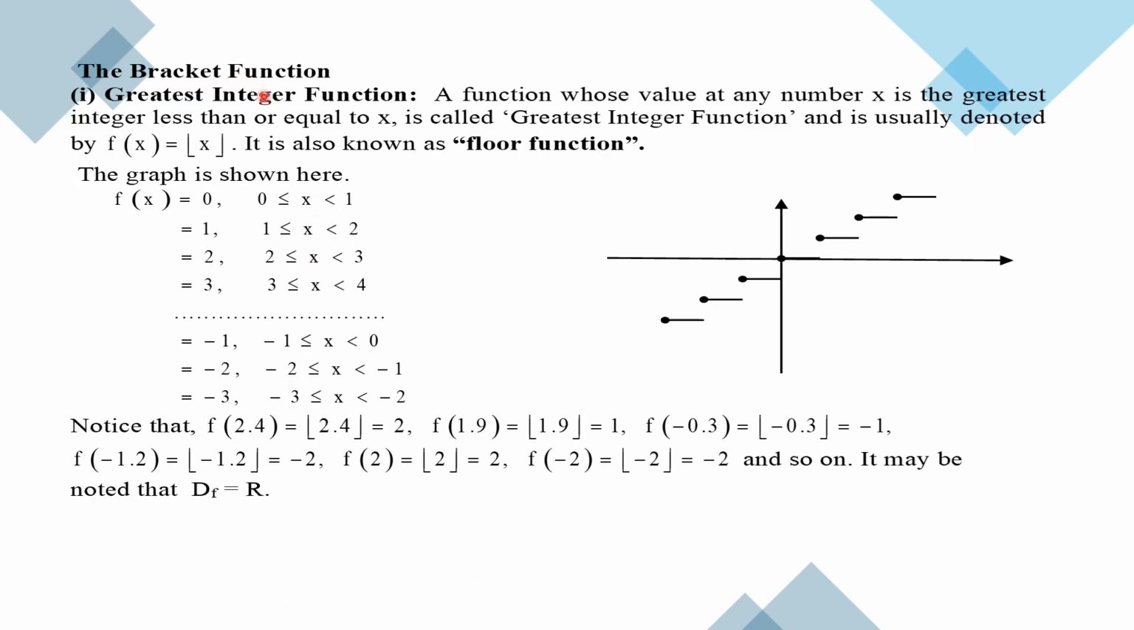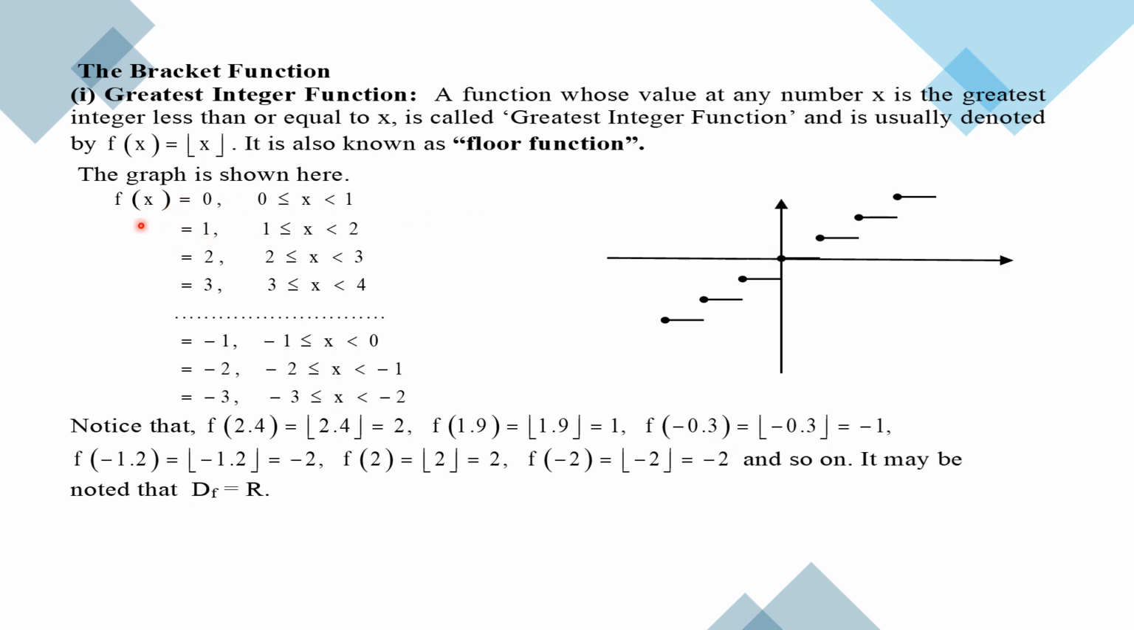There are very important functions, the bracket functions. There are two bracket functions. Greatest integer function: a function whose value at any number x is the greatest integer less than or equal to x is called the greatest integer function and is usually denoted by f of x, this is in bracket x. This is also known as the floor function because the behavior of the graph is just like a floor.